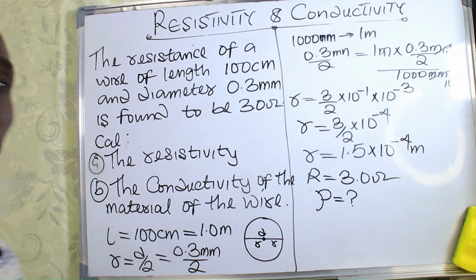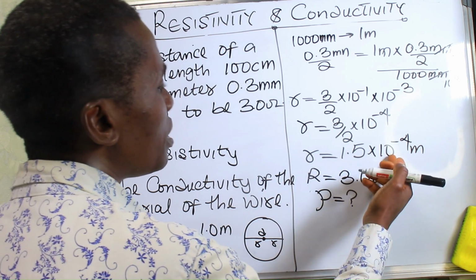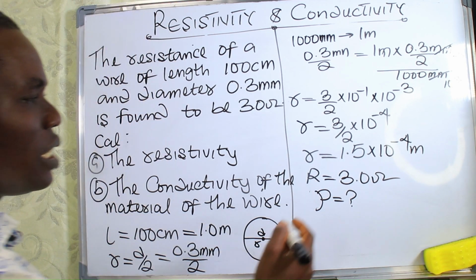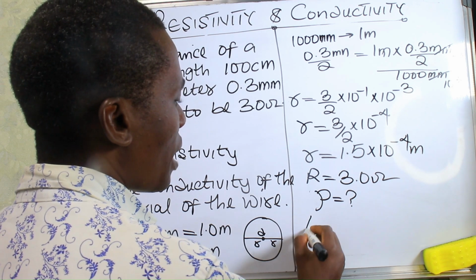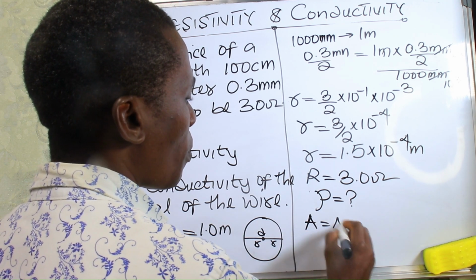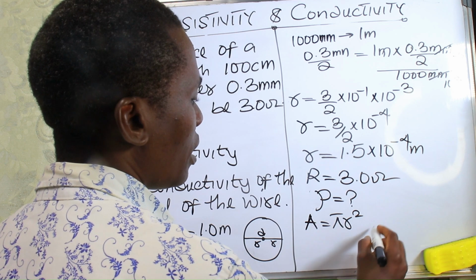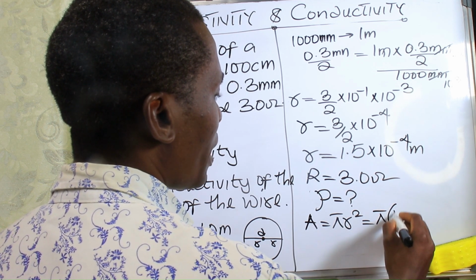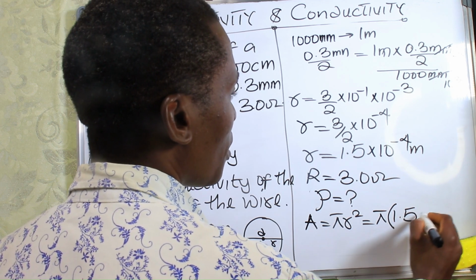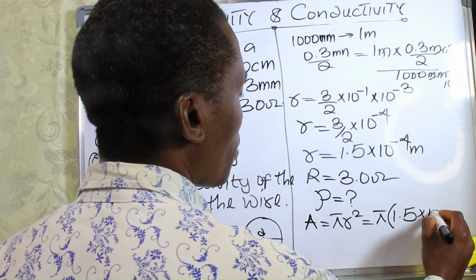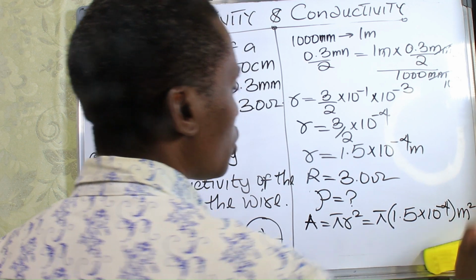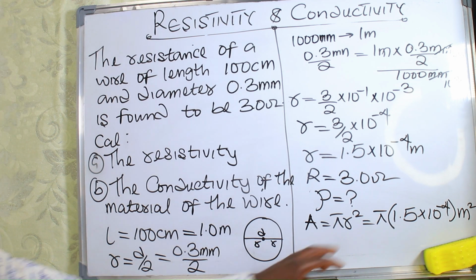So remember the formula we hold all these things. But before we get the formula, remember the radius, they say make you look for the area, because we need to get the area. So the area would be equal to pi r squared. So that means the area would be equal to pi multiplied by the radius, which is 1.5 times 10 to the power of minus 4, will be what? Meter squared. That's now the area.